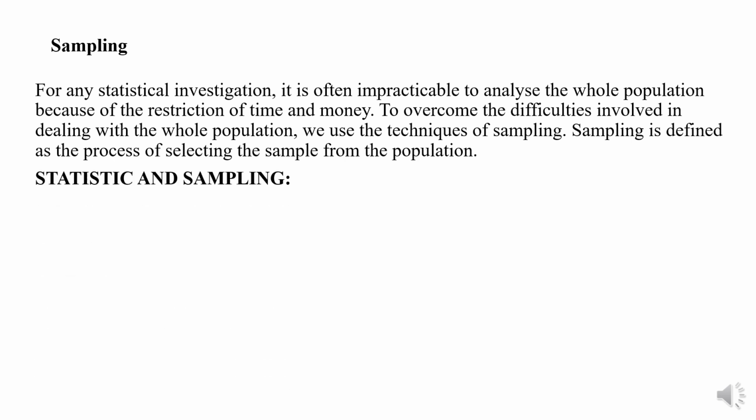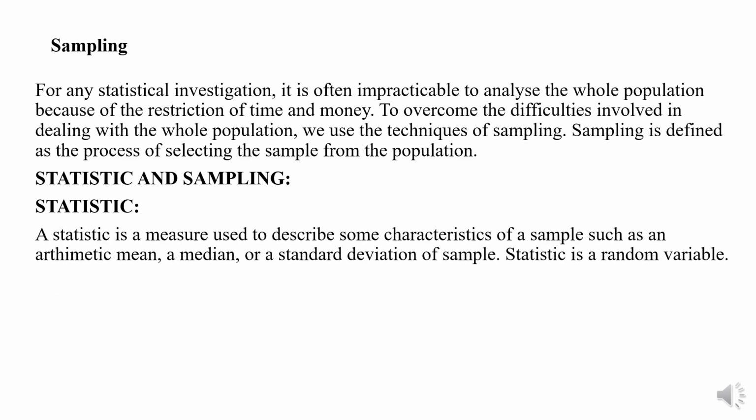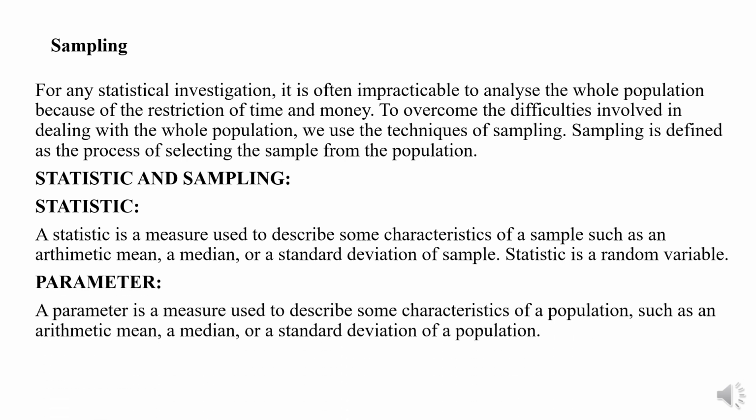So, statistic and parameter. What is a statistic? A statistic is a measure used to describe some characteristics of a sample, such as an arithmetic mean, a median, or a standard deviation of a sample. A statistic is a random variable. Now, what is a parameter? A parameter is a measure used to describe some characteristics of a population, such as an arithmetic mean, a median, or a standard deviation of a population.